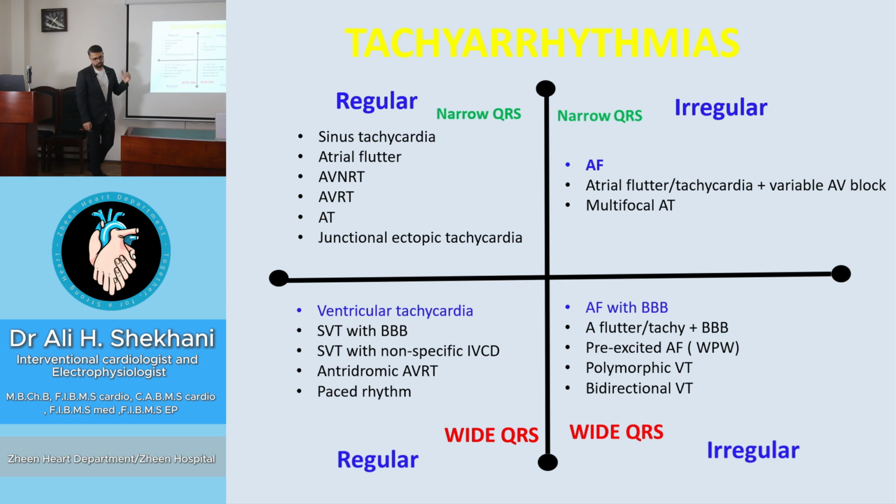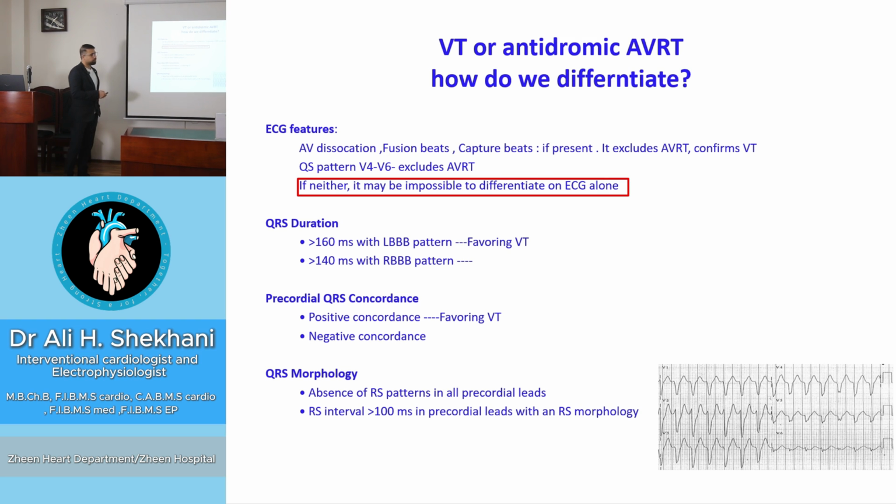VT is the most common cause of wide complex tachycardia. 80% of all wide complex tachycardias are VT. So almost always, whenever you are in doubt, please treat any wide complex tachycardia as VT until proven otherwise. We have certain features to differentiate between SVT with aberrancy or with pre-excitation and VT.